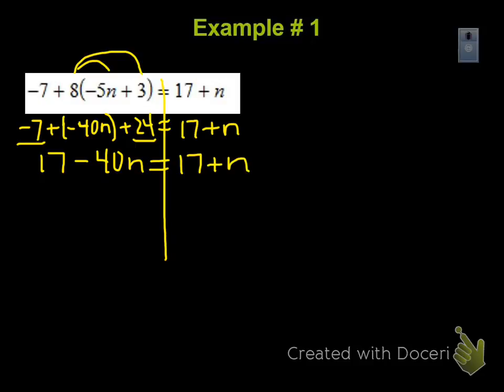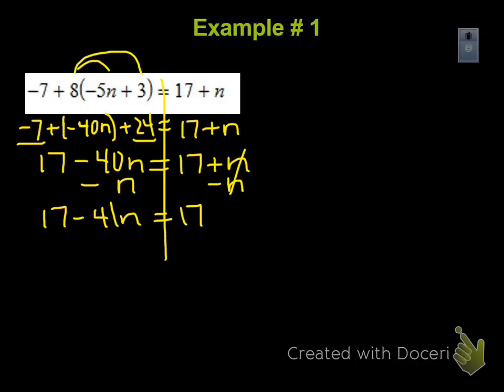So now I'm going to get my variable of n all to one side, so I'm going to subtract n from the right-hand side. That cancels. I'm going to subtract n on the left-hand side here, and I have 17 minus 41n equal to 17.